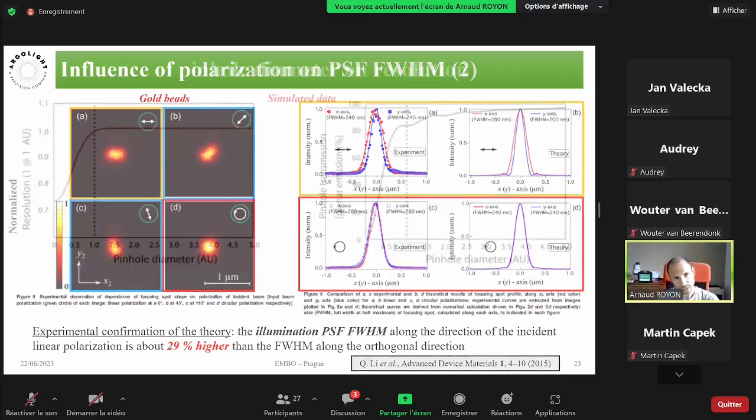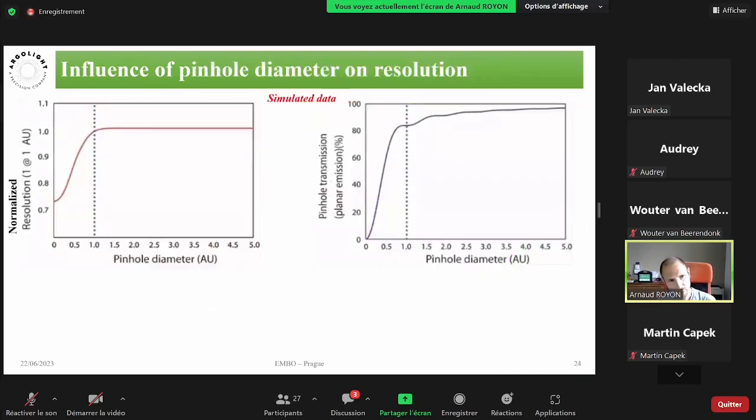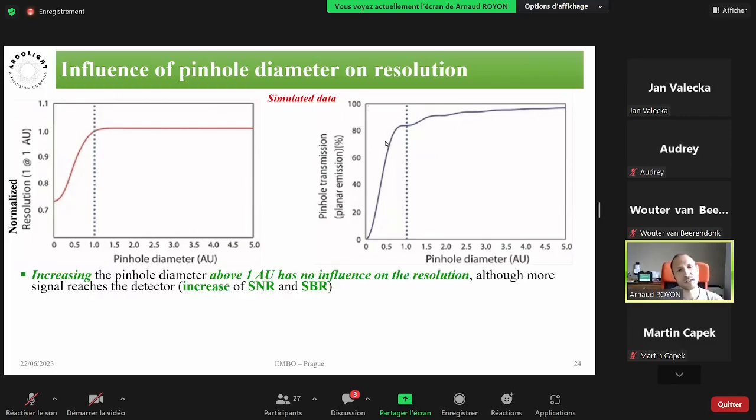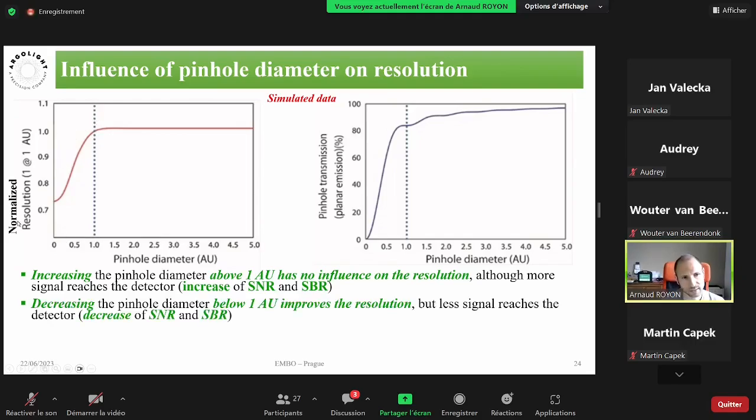The pinhole has an influence on the resolution, as you probably know. As you increase the pinhole above 1 Airy unit, it has no influence on the resolution, although more signal reaches the detector. So as a result, you get an increase of SNR and SBR. If you decrease the pinhole diameter below 1 Airy unit, then you get a resolution improvement, but less signal reaches the detector. So as a result, you get a decrease of the SNR and the SBR.